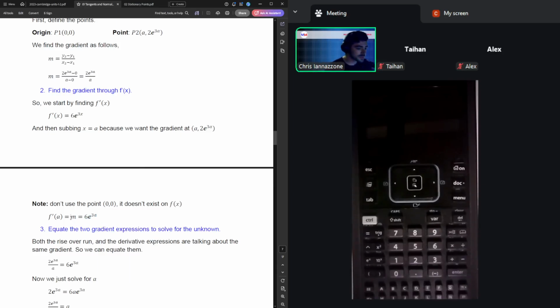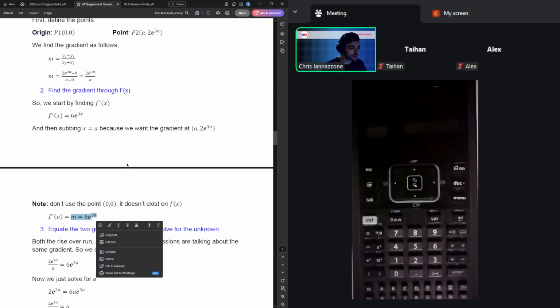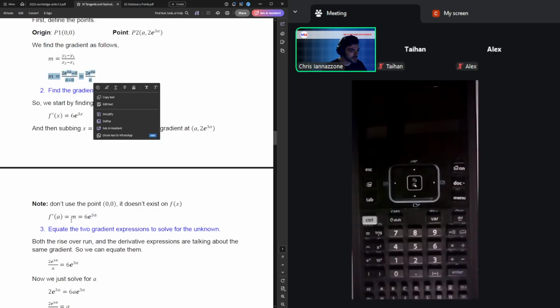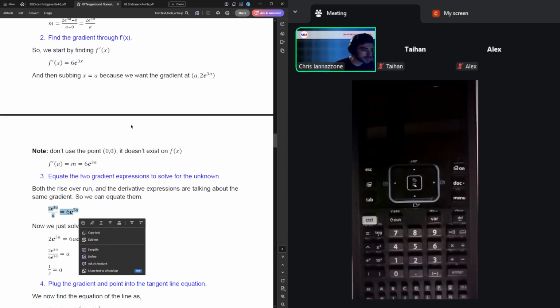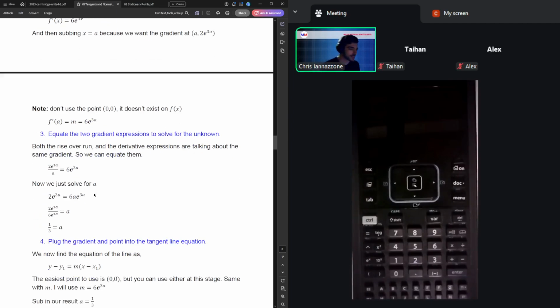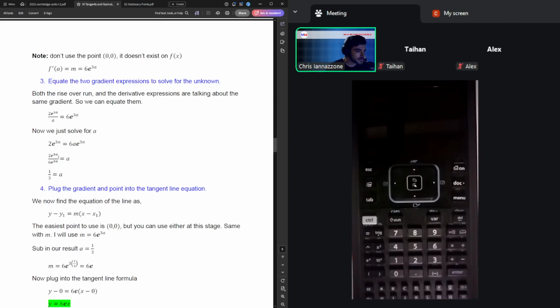But what you have achieved is another equation that is equal to the gradient. Compared to the rise over run, you have m equals something with a, and m equals something with a. Because they are both m equals something, you can make them equal to each other. Therefore, removing the m, you now only have a's in this equation. e doesn't count as a variable, that's a special number like pi. And then yeah, you just rearrange and simplify until you finally get your a.